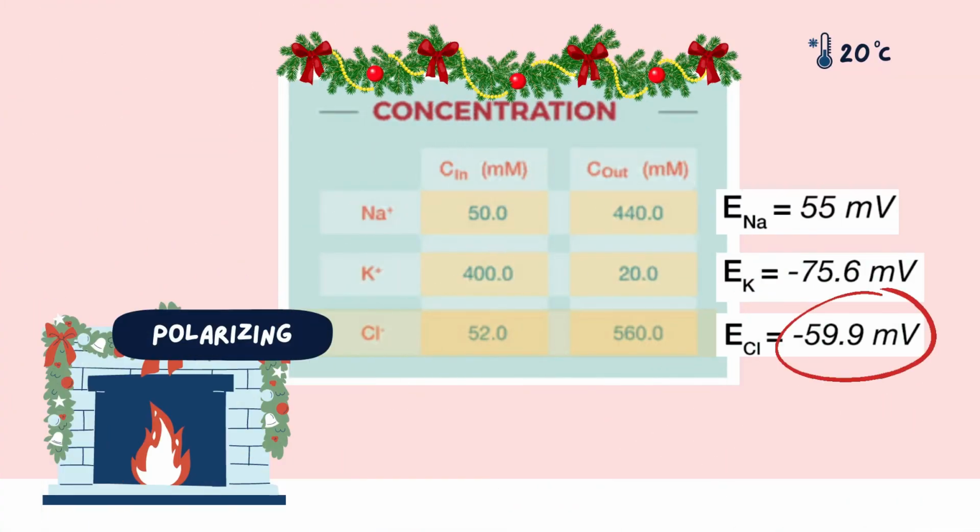Lastly, for chloride, the extracellular concentration is greater than the intracellular concentration. Based on this gradient, chloride ions tend to enter the cell after stimulus. However, since they are carrying a negative charge, chloride ions entering the axon have the opposite effect compared to sodium ions. The membrane will be further polarized, contributing to a negative membrane potential. Based on our calculations, the electrical potential of chloride ions is negative 59.9 millivolts.